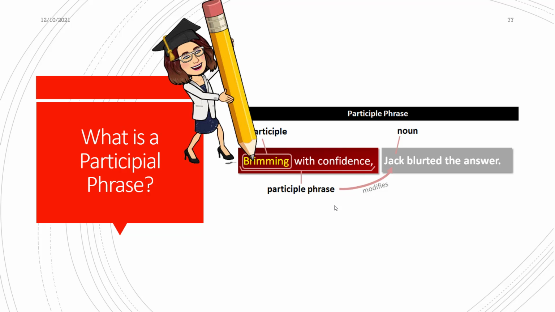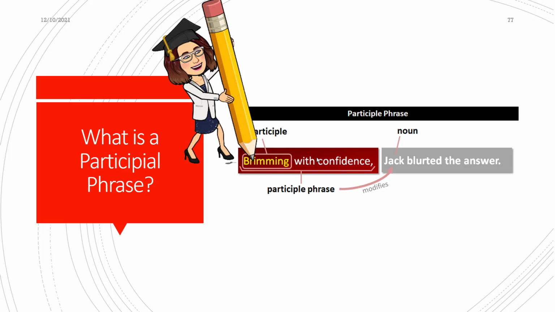What is a participial phrase? A participial phrase is when you take away the "is." He was brimming with confidence. Jack blurted the answer. So here you have two simple sentences: Jack was brimming with confidence. Jack blurted the answer. When you have two sentences with the same subject, you can combine the two sentences together by creating a participial phrase. So you take away the "he was," and then you just go: Brimming with confidence, Jack blurted the answer.